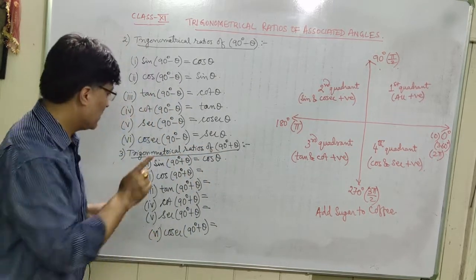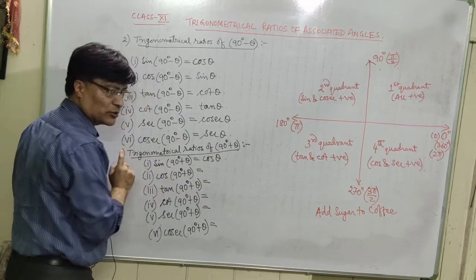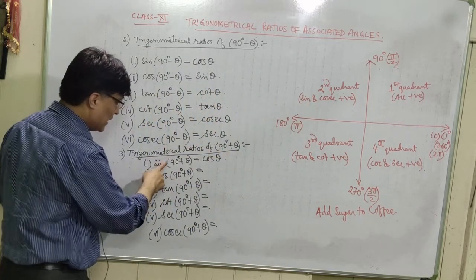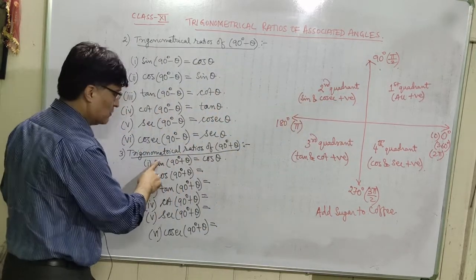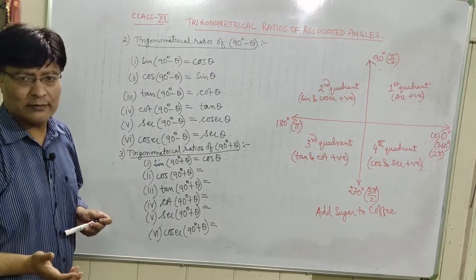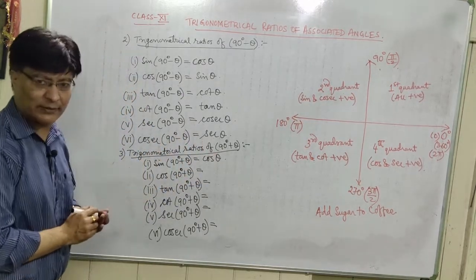Understood now? 90 into 1 odd multiple, so sine changes to cos. And since sine is positive in the second quadrant, 90 degree plus theta lies in the second quadrant. In the second quadrant, sine is always positive. That's why it is positive. So usually we don't write positive sign. Okay. So what is the formula for sine 90 plus theta? It is cos theta. Right.